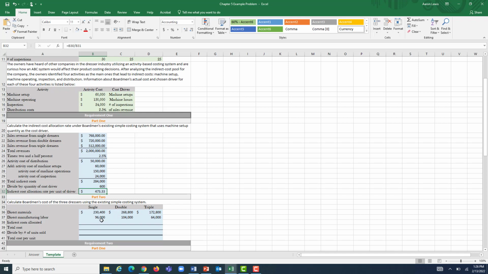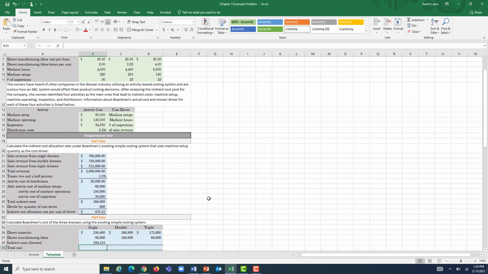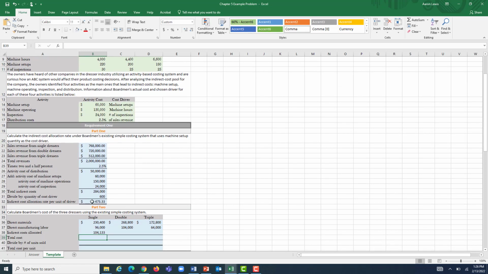Well, to get these costs in here, let's just take that predetermined rate and multiply it by the quantity of the driver, the number of setups. And for the single dresser, we're expected to have to do 220 machine setups. And 220 machine setups at a rate of $473.33 per setup means that $104,133 of overhead costs are going to be allocated to that model.